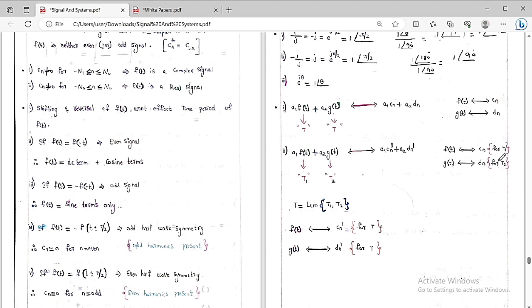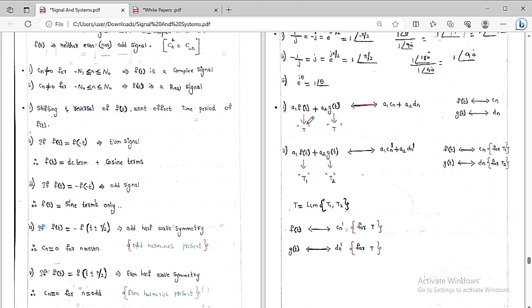Then what we have to do is define them on the same time period. If you see clearly, these are two independent points: f of t has a Fourier coefficient Cn and g of t has a Fourier coefficient Dn. Suppose both have the same time period. Then the linear combination a1 into f of t plus a2 into g of t has the Fourier coefficient a1 into Cn plus a2 into Dn.